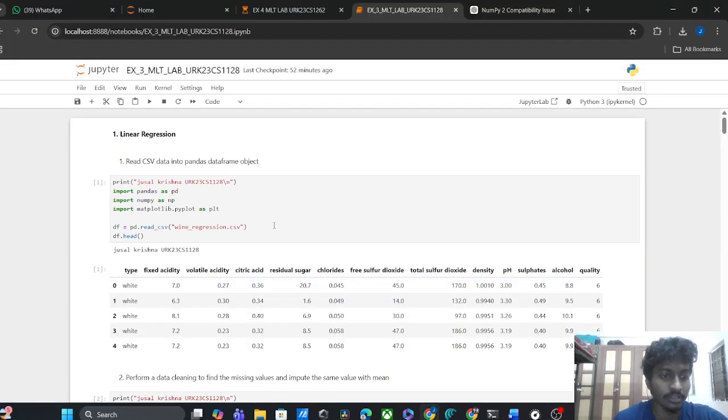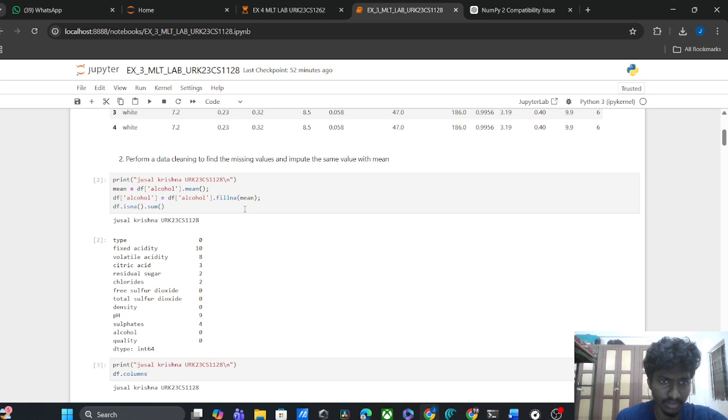In this experiment, we are going to implement linear regression from scratch using Python. For the first step, we import the required libraries: pandas for data manipulation, numpy for numerical computations, matplotlib for plotting graphs. Then we read the dataset using pd.read_csv and store it inside a data frame called df.